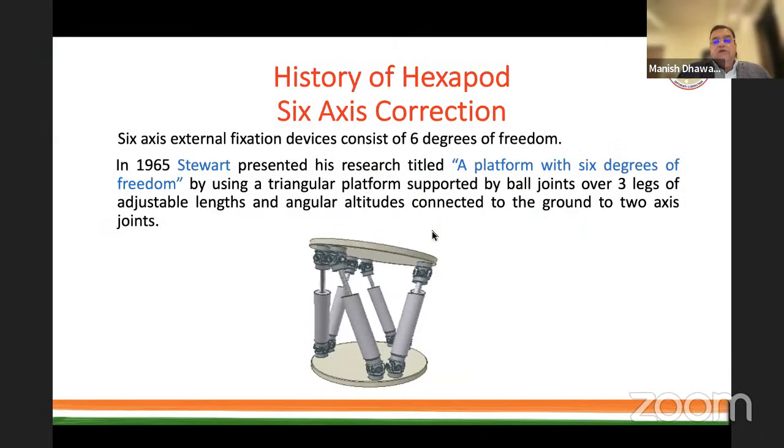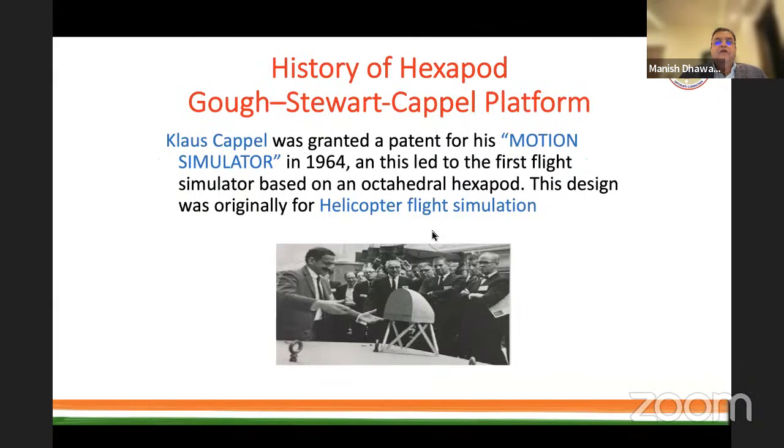Just two, three slides to tell you about the history of hexapod. It was basically anything which has six legs: if the upper and lower platform are connected by six struts, it can move in any direction. This was discovered by Stewart in his industrial platform. Then Gough, Stewart, and Keppel combined and put the technology into a helicopter simulator for training of pilots. This is the original picture of the helicopter simulator.